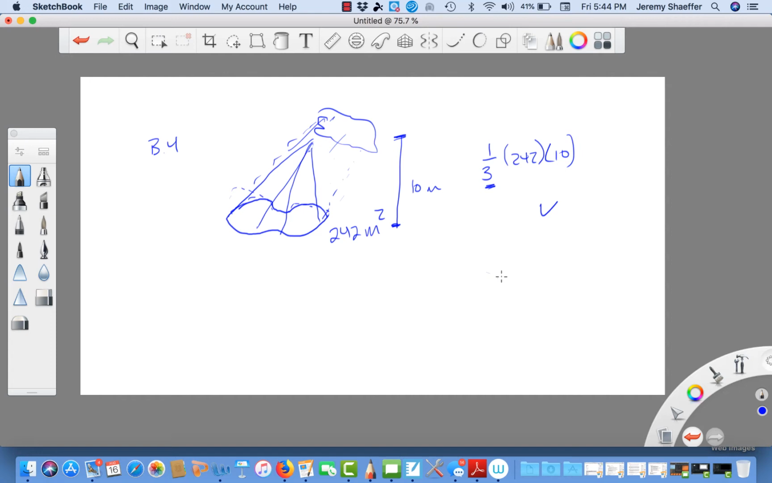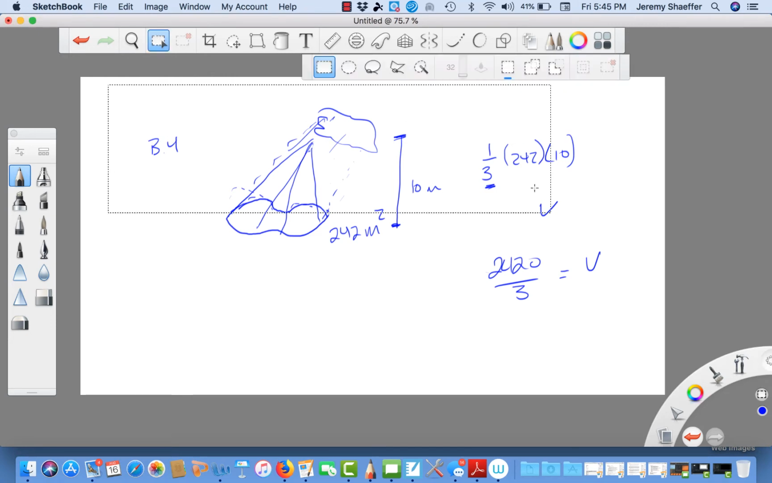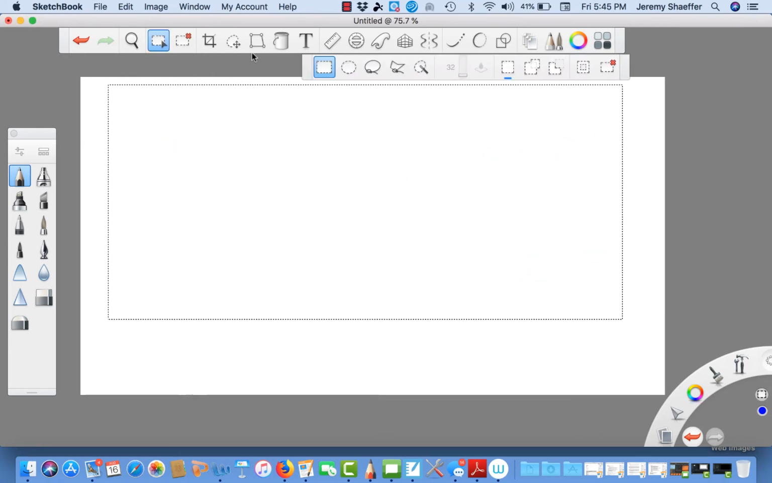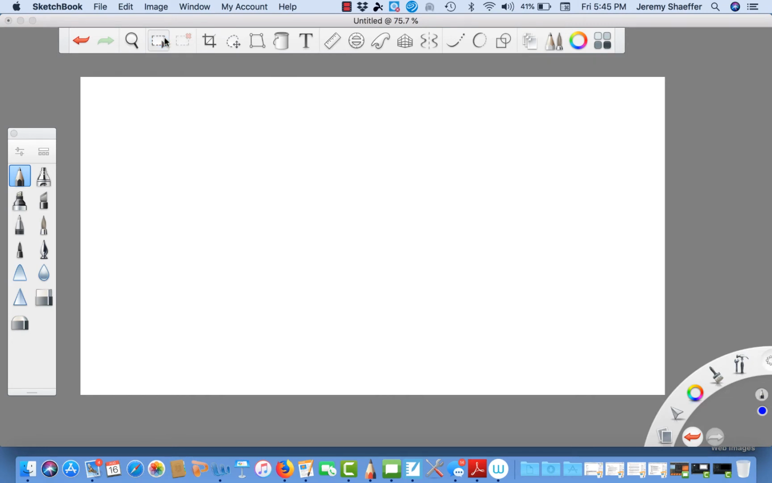And again, 2,420 divided by 3 is going to equal our volume, all right? Again, pretty easy, not too difficult to come up with, and we understand the principle behind this task.